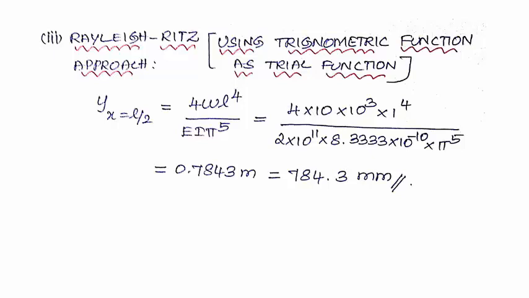So by comparing the results of the three cases, it is obvious that the solution obtained by Rayleigh Ritz approach when using trigonometric function as trial function is closest to the exact solution.